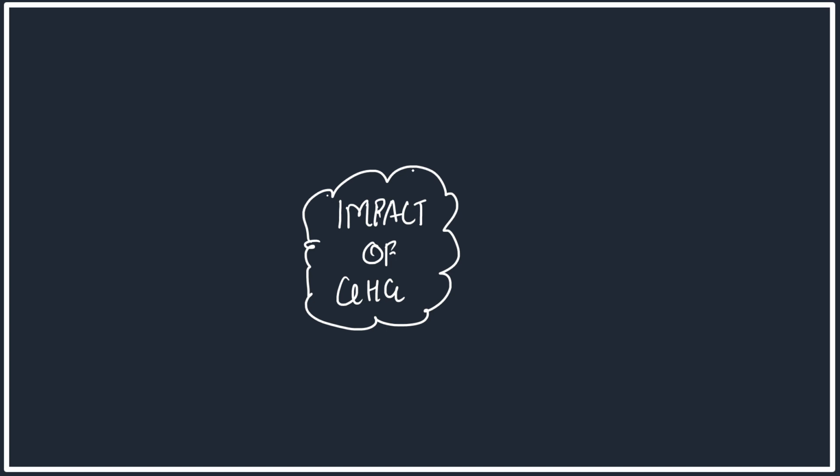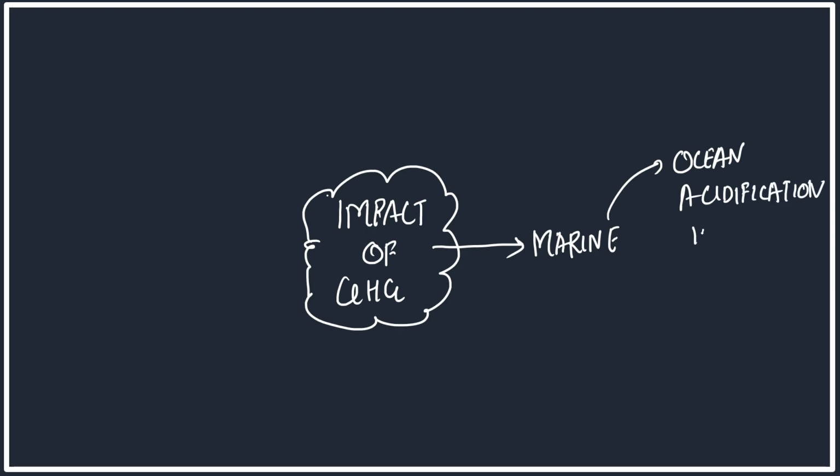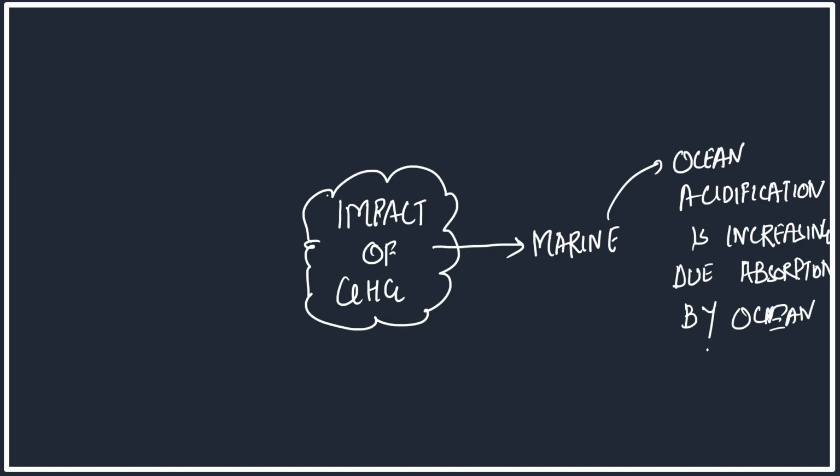So we are talking about the marine ecosystem. Let's say marine. So here you can write ocean acidification is increasing due to absorption by the ocean water. So what is happening? The ocean is basically acting as a sink for these greenhouse gases, and due to this CO2 which is getting absorbed in the ocean, it is getting converted into carbonic acid, which is further increasing the ocean acidification level, right? So ocean acidification is increasing.